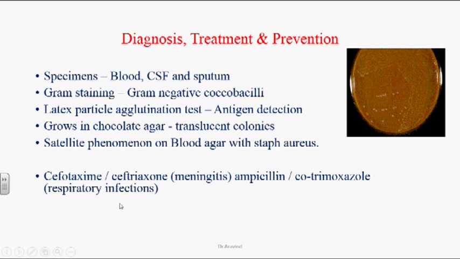For treatment, the drug of choice for these patients is cephalosporins. Cefotaxime or ceftriaxone can be given to these patients, especially with meningitis. We can also use ampicillin for meningitis cases, but resistance to ampicillin has been observed nowadays in H. influenzae infection. And clotrimazole can be given for respiratory infections caused by non-typable organisms. The prevention is always by vaccination.